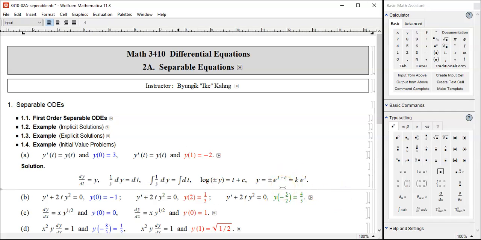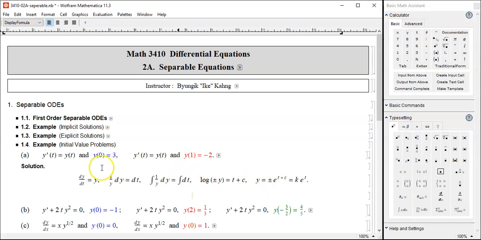Now let's consider the initial conditions. First initial condition, when y is positive, so what do we have? y is equal to k e to the t power, but y of 0 is k times e to the 0 power, that's 3. k is 3, consequently, y of t is 3 e to the t power. That's blue.